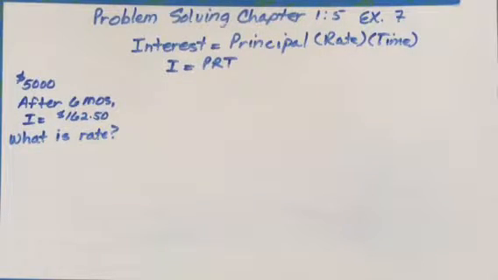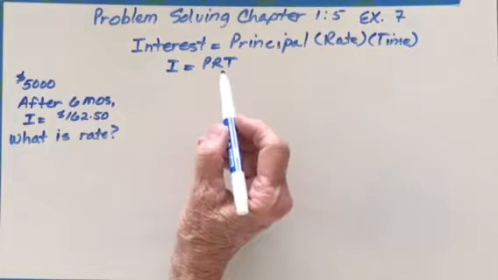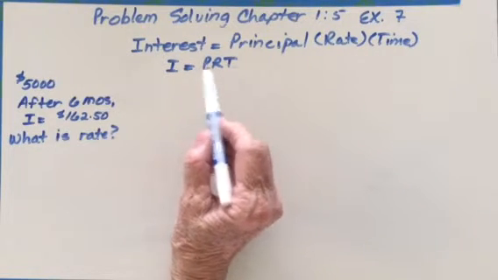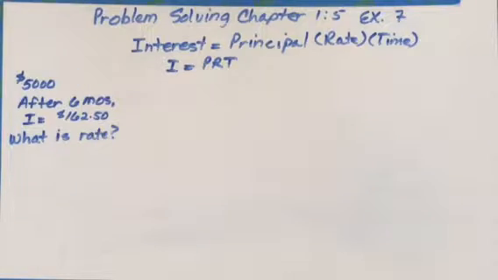In this video, we are doing a problem from Chapter 1, Section 5, and this is Example 7. It's a problem that has to do with interest equals principal times rate times time. When you go to a bank and deposit money, you earn interest. You don't earn very much interest, I might add, but you do earn some interest.